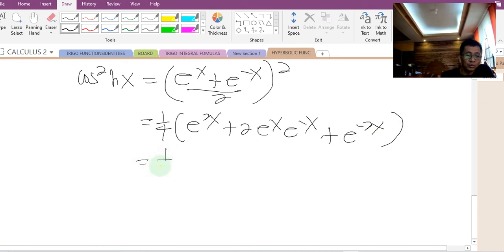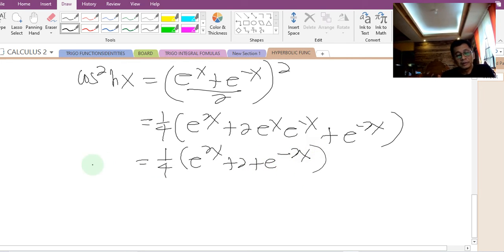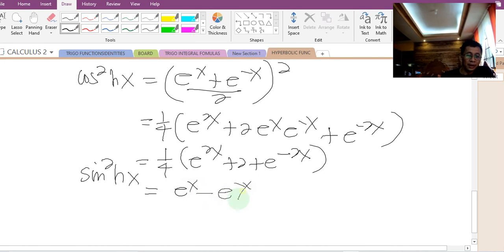So if we simplify this, this is 1/4 times e^2x plus 2 plus e^negative 2x. Okay, so yeah. And what is the hyperbolic sine of x? Okay, so this is equal to yung e^x, di ba, minus e^negative x divided by 2 squared. So kung i-derive mo ito ay magiging 1/4, lalabas siya.